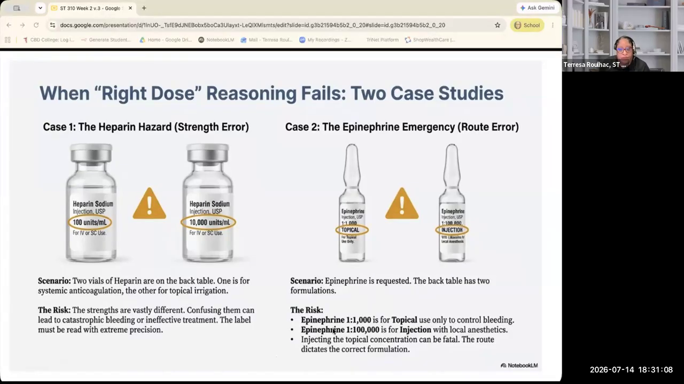All right, so let's start with the first example. Medication name is the same. Heparin sodium, injectable. What changed?